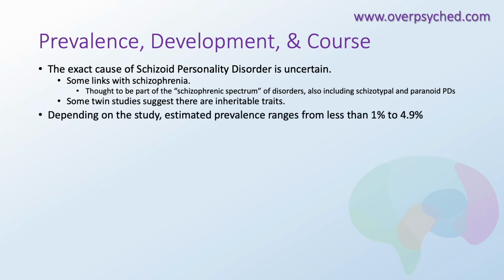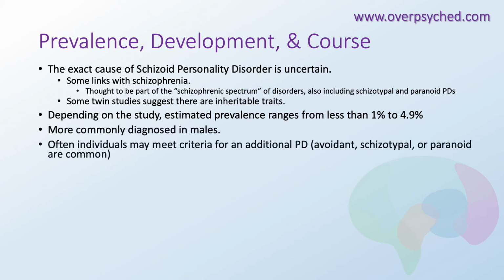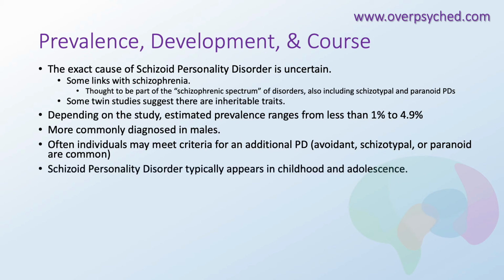Depending on the study, the estimated prevalence ranges from less than 1% to 4.9%. It is more commonly diagnosed in males, and often individuals may meet criteria for an additional personality disorder, including avoidant, schizotypal, or paranoid. Schizoid personality disorder typically appears in childhood and adolescence, and poor peer relationships is a common first sign of this personality disorder.